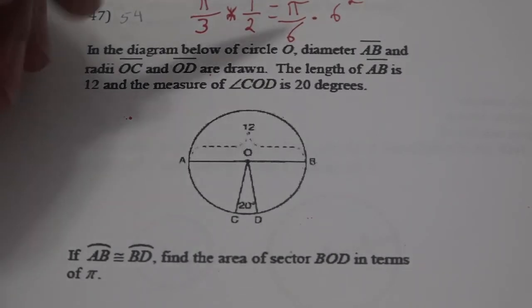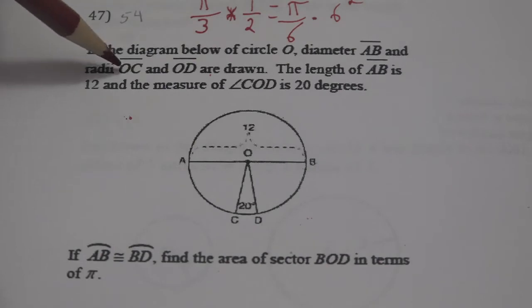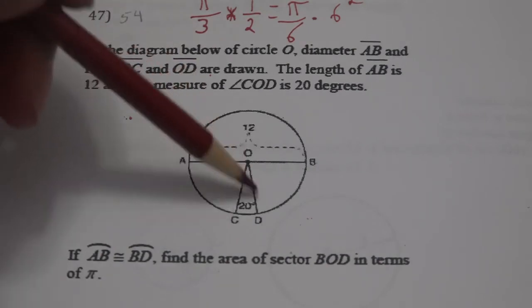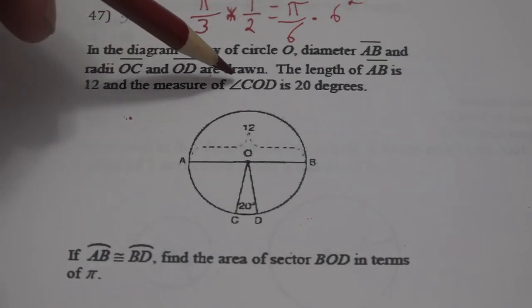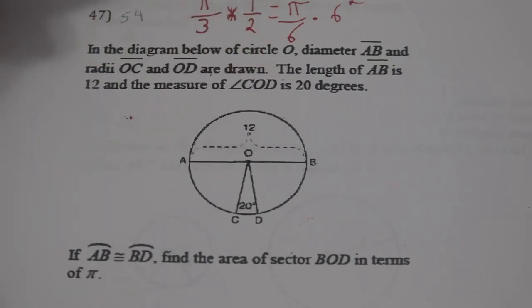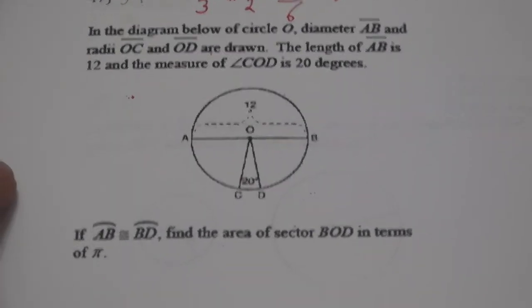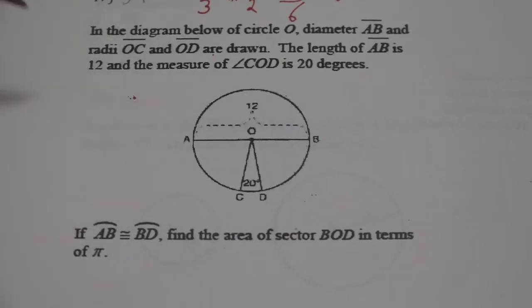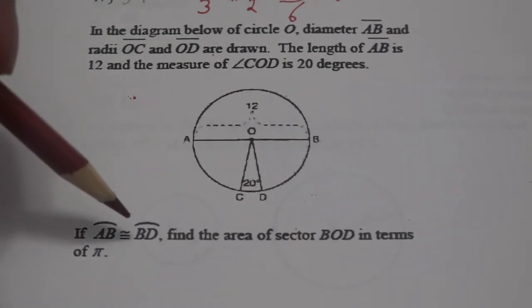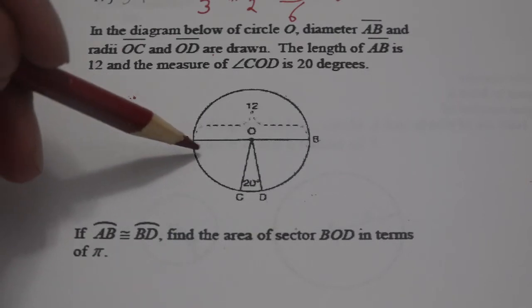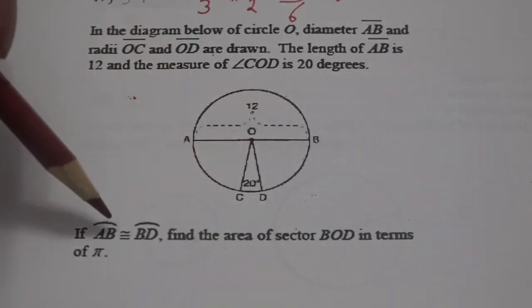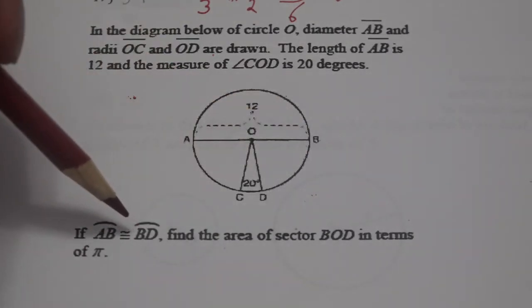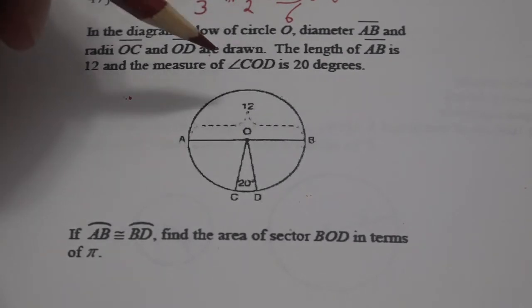In the diagram below of circle O, diameter AB and radii OC are drawn. The length of AB is 12 and the measure of angle COD is 20 degrees. Okay, so we got an angle, and what do they want? If arc AB is congruent to arc BD. I'm not getting this. What did I do?